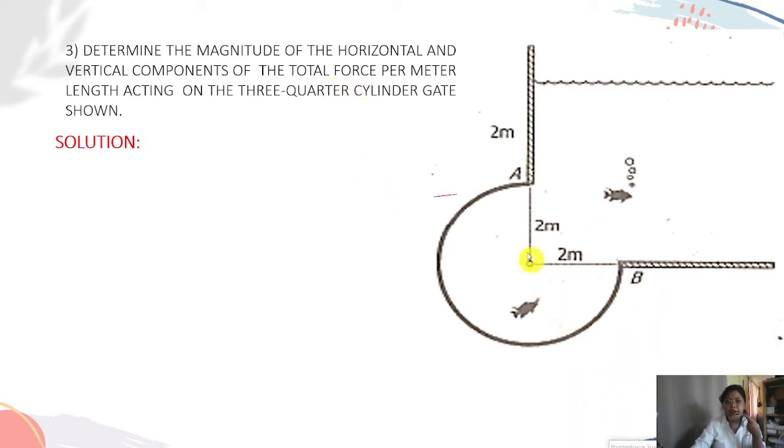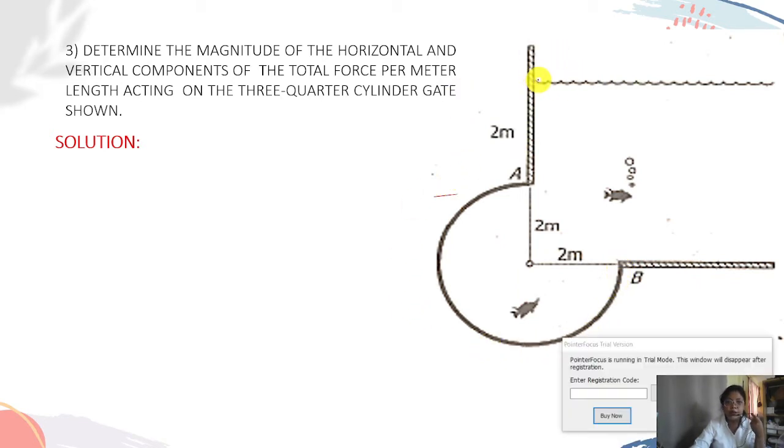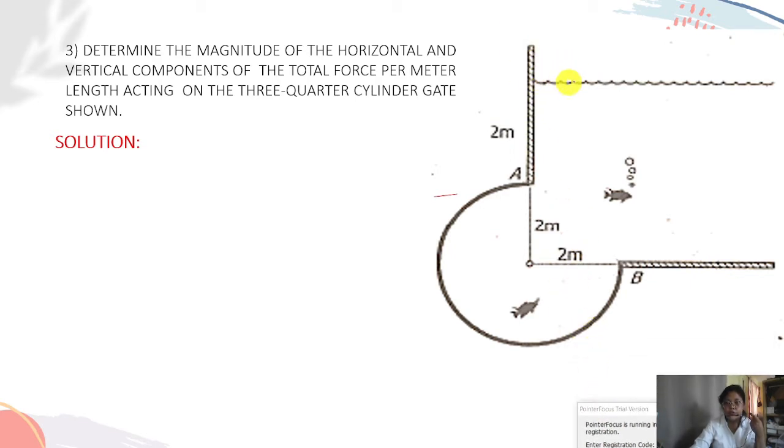So, syempre, ang kailangan natin munang gawin is unawain kung paano ang approach dito sa problem na to. So, as you can see, this is a 3/4 cylinder. Pag ganon. So, kung ito yung tubig ba to? Oo, water. So, the liquid here is water. Ayan, na may mga isda. Ang tendency ng kanyang hydrostatic force or pressure na muna.